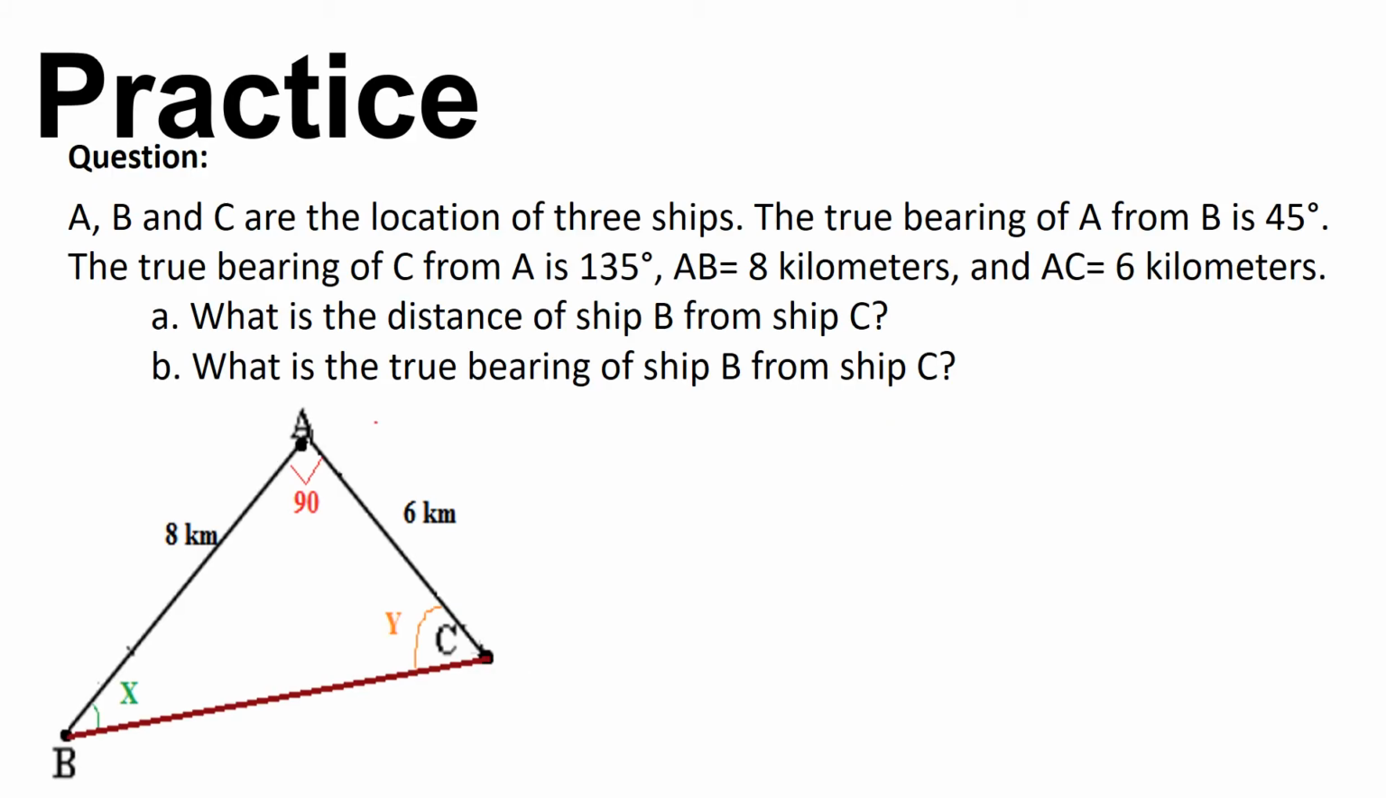Let's try to answer this example problem so you can apply what you have learned so far. The question is, A, B, and C are the locations of 3 ships. The true bearing of A from B is 45.